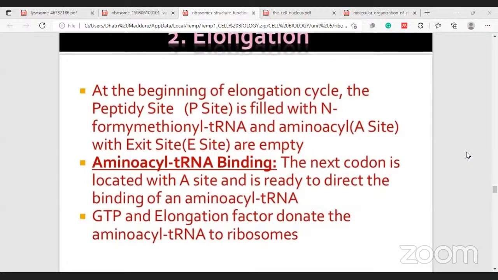Now this aminoacyl tRNA binding is done by, so when AUG is the start codon, and we have another codon which is adjacent to this. So the next codon is located at the A site and is already there to direct the binding of aminoacyl tRNA. So once the initiator tRNA comes and binds to the start site, the next codon is read already, and it will recruit the tRNA which is having the amino acid specific to that codon. And the GTP and elongation factors, they donate aminoacyl tRNAs to ribosomes.